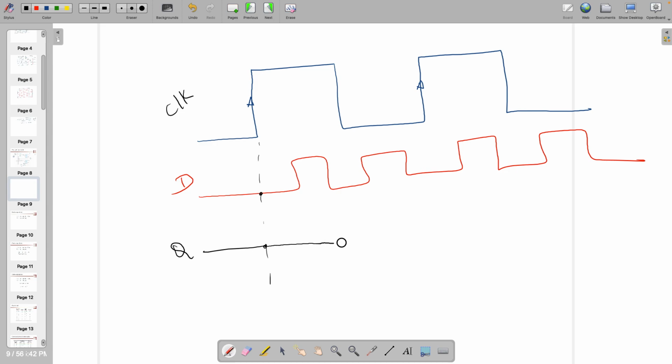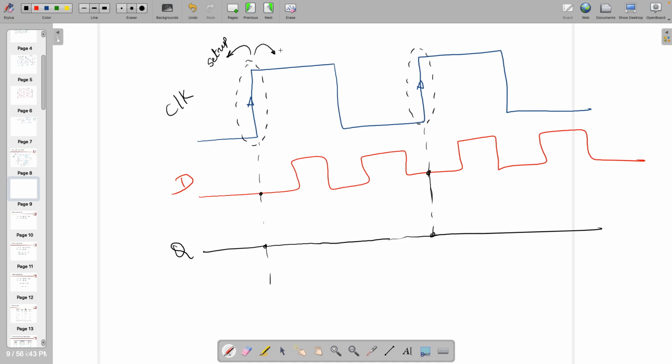Here it will be 0 only, and next time again when it's coming here, it's 0. The reason is it's going to give you the answer only at this transition. Whatever is there, it's going to be latched, as we have studied in the previous lecture, and this is the ideal situation. However, we have to take care of two things. We have to take care of setup time and hold time.